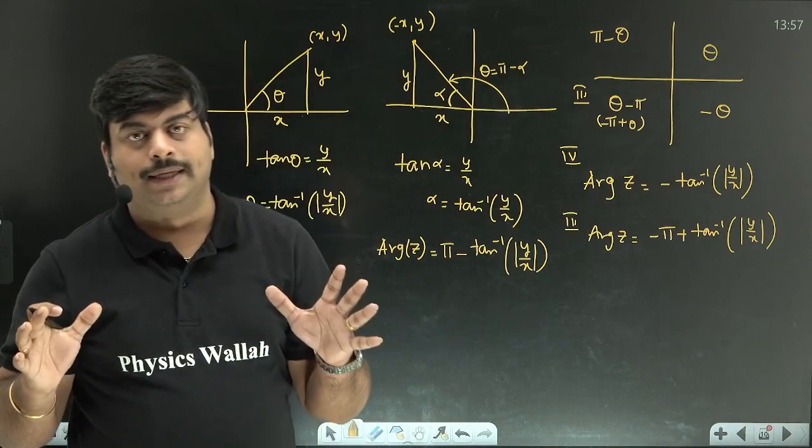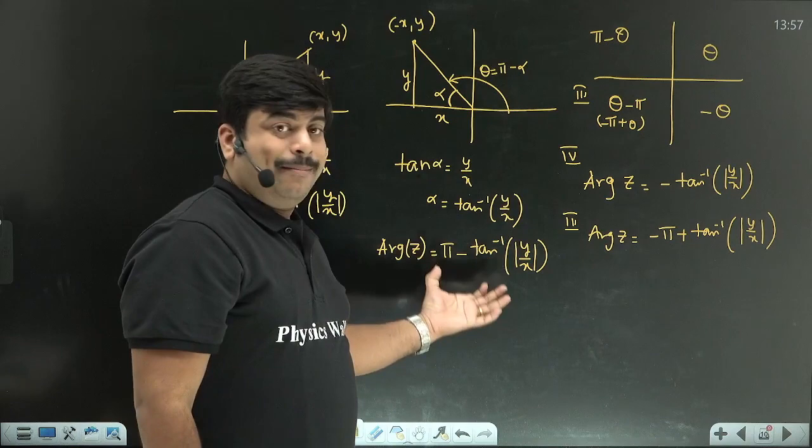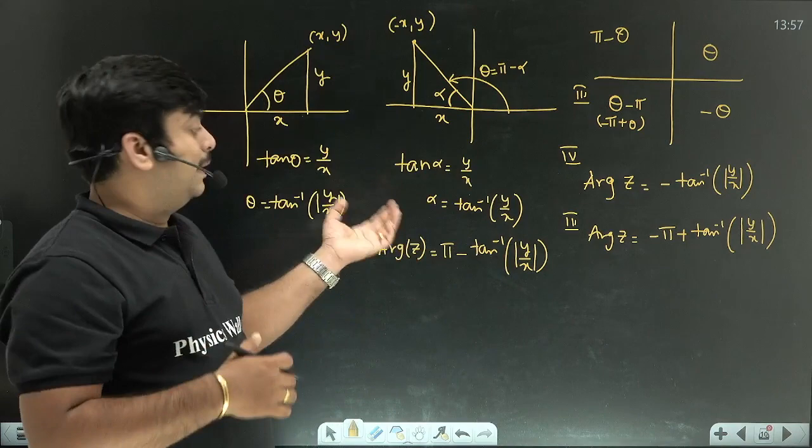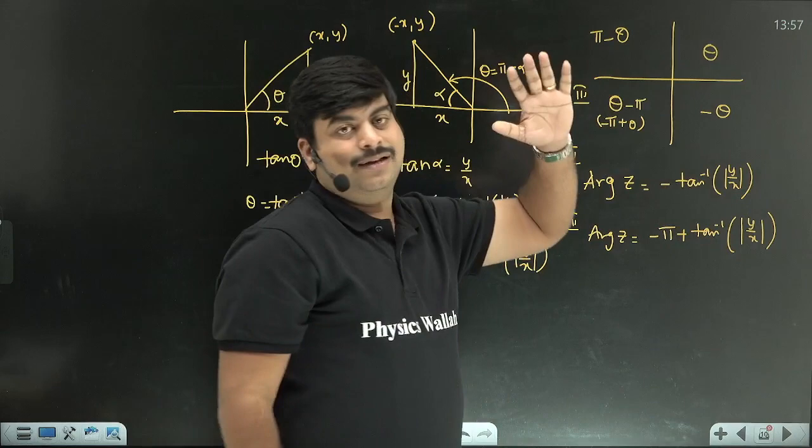So that is how you have all the formulas. First quadrant, theta, tan inverse y by x directly. Second quadrant will have pi minus theta, so pi minus tan inverse of y by x. Third quadrant, the negative of this, so minus pi plus tan inverse. And the fourth quadrant, minus tan inverse y by x. So that is how you write all the points.